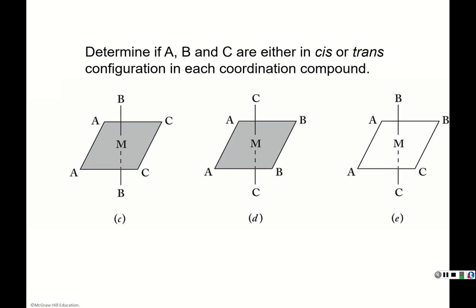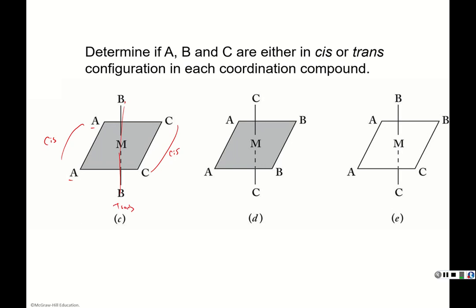So if we look at the first one, let's look at A. So A, we're on the same side, so those would be cis, on the same side. C is also on the same side, that'd be cis. And now we have B, opposite sides of the metal, so that would be what we refer to as trans.